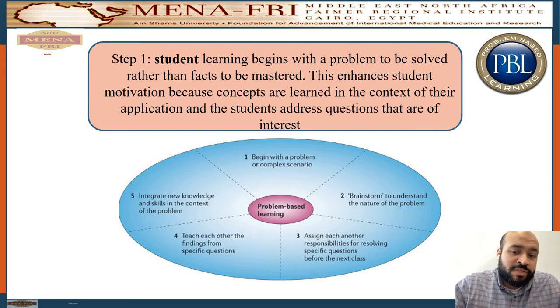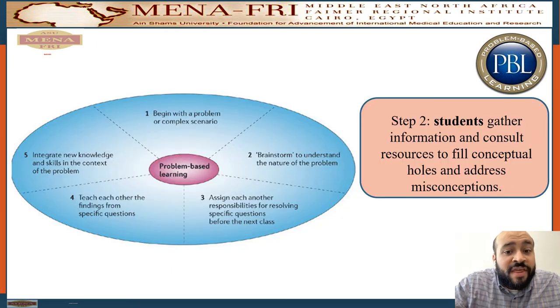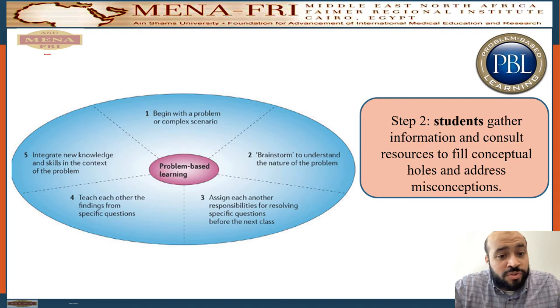We start by reading the problem, not by stating the facts. This enhances student motivation and makes them more curious. What is the solution for this problem? Then the student will gather information, consult and collect resources, and do brainstorming to fill the gaps in their knowledge.